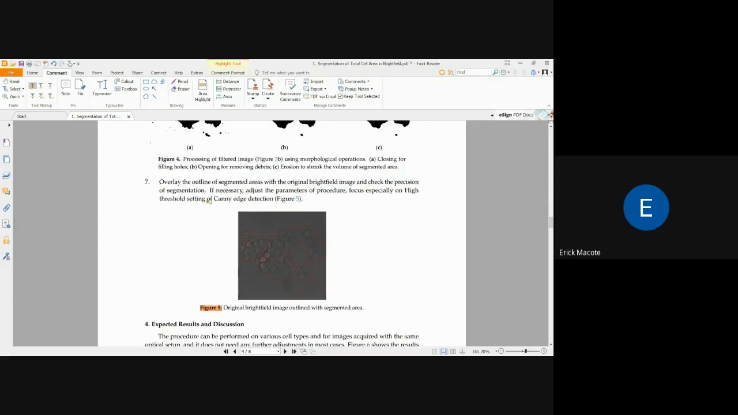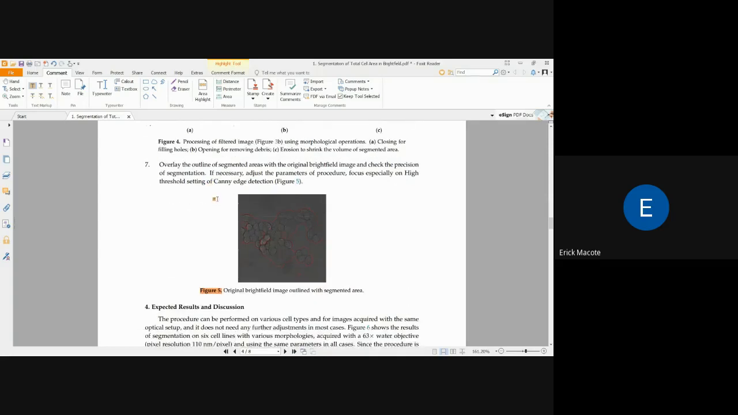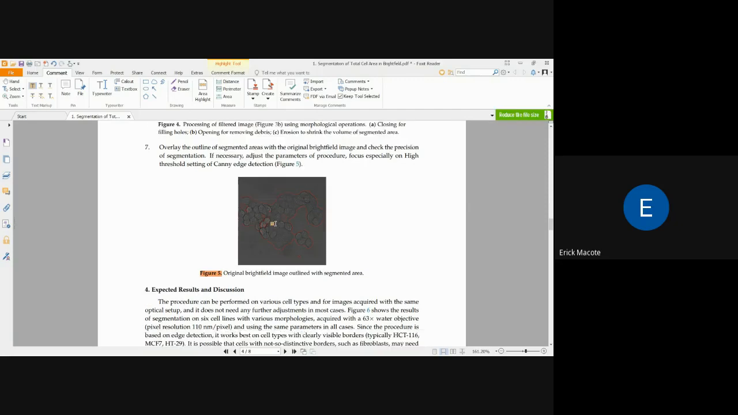To corroborate the precision of segmentation, overlay the outline of the segmented areas with the original Brightfield image, as shown in Figure 5: original Brightfield image outlined with segmented area.